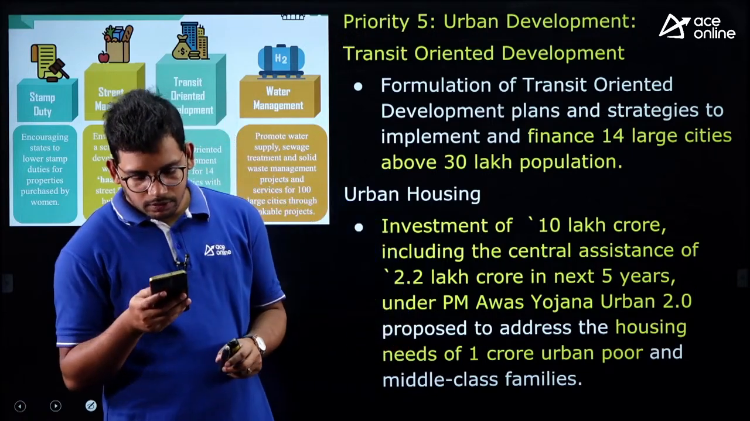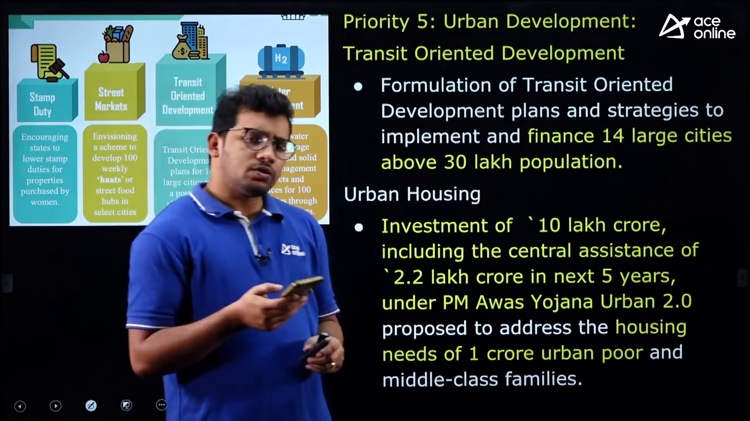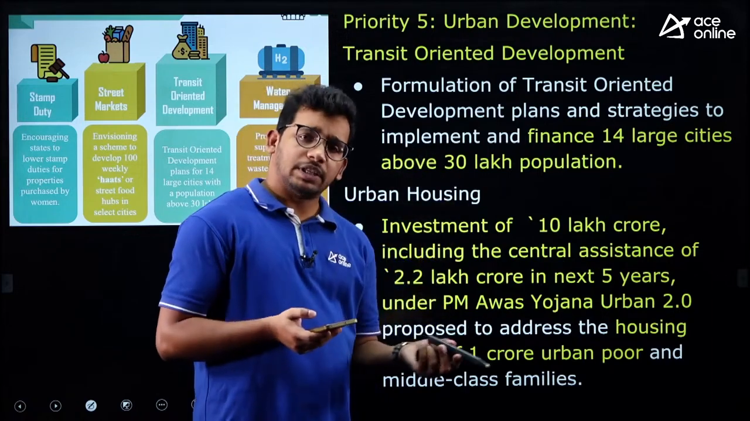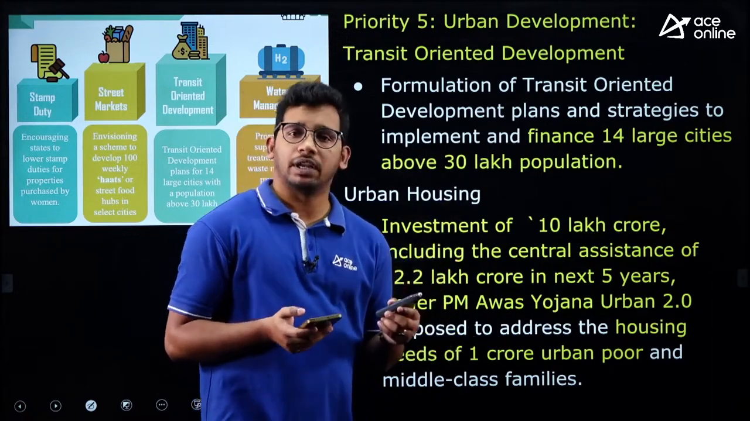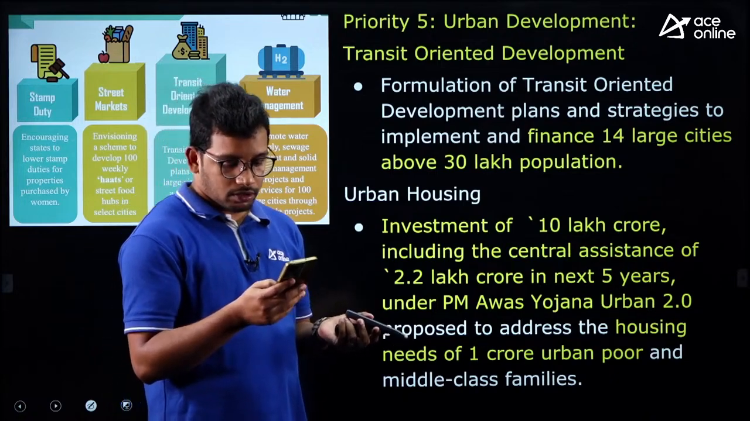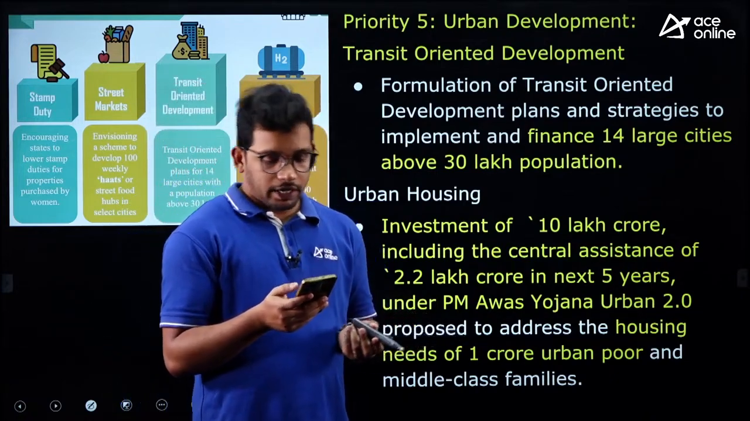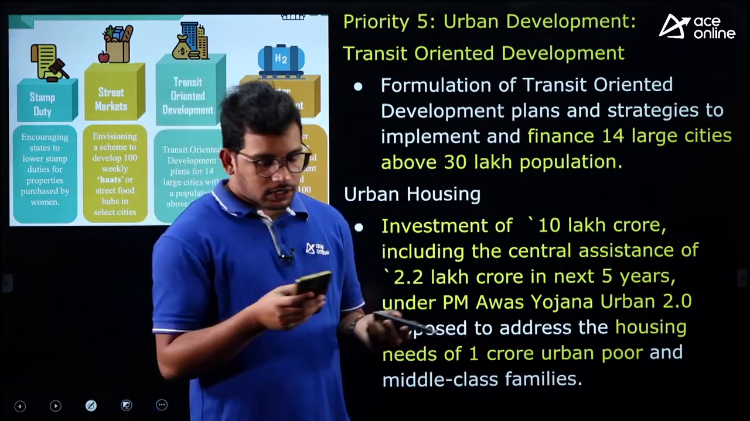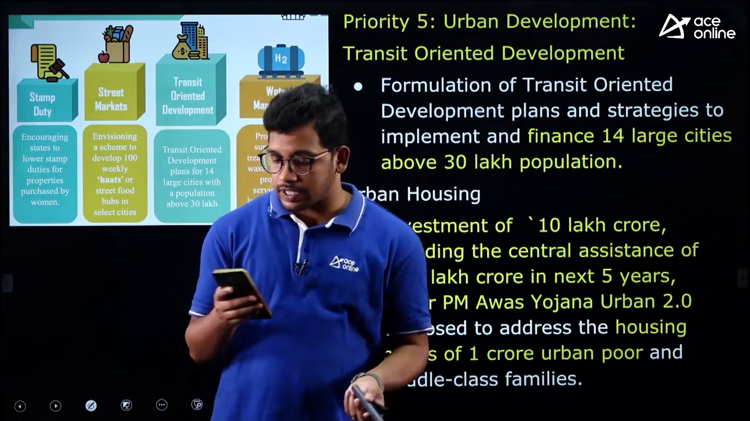Correct. 6,000 will be routed from CSR, the private companies, and 5,000 will be given by the government, right? Right, yes. So this is about priority sector 4.